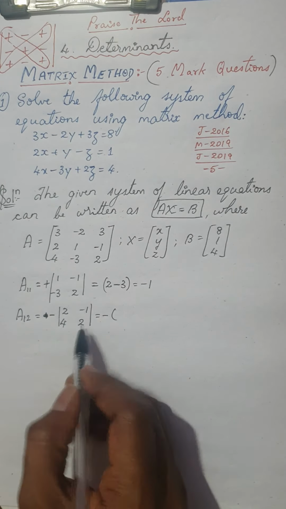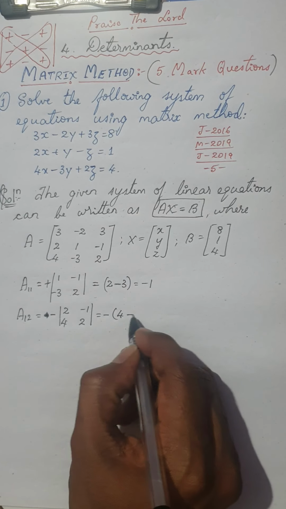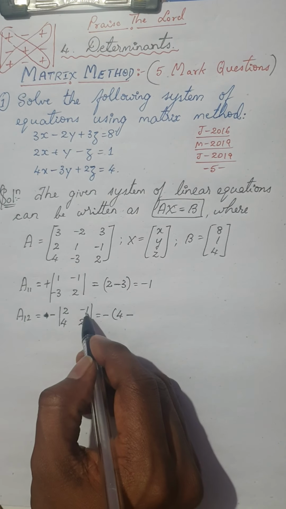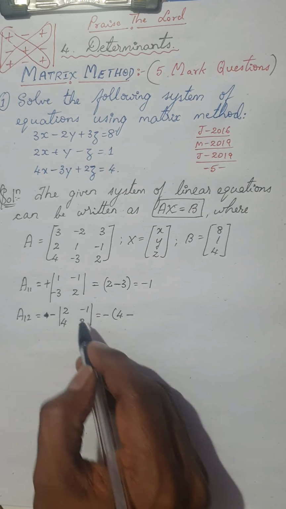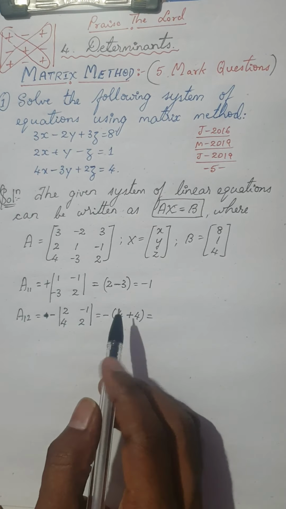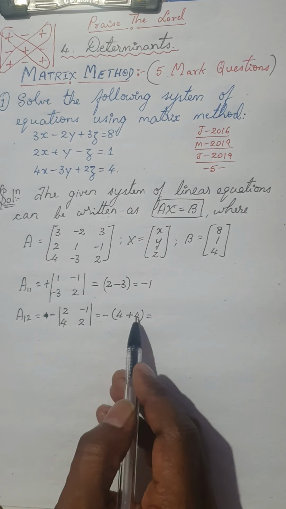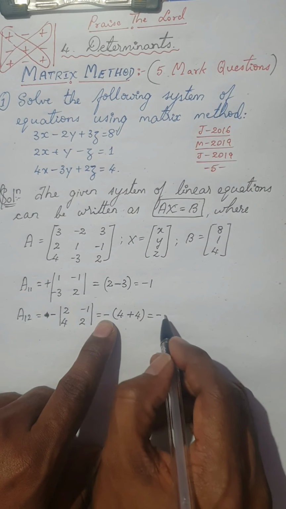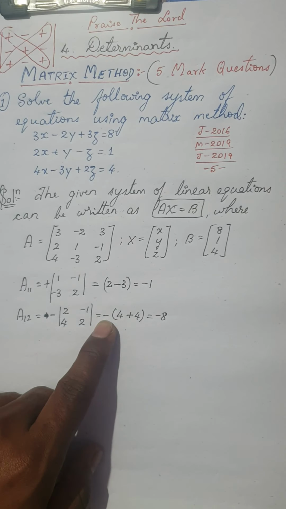Now 2 into 2 is 4, minus 4 into minus 1. 4 into minus 1 will be minus 4, so this becomes plus 4. So what is 4 plus 4? 4 plus 4 is 8. Because I have a minus outside, I will have minus 8.